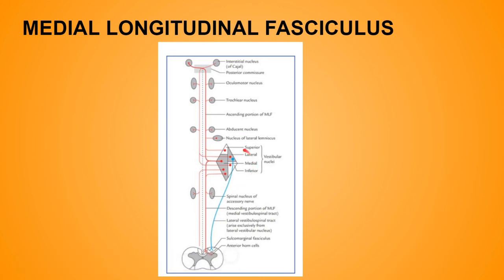The MLF consists of fibers arising mainly from the vestibular nuclei, and the fibers of the MLF interconnect the nuclei of the 3rd, 4th, 5th, 6th cranial nerves and the spinal nuclei of the accessory nerve. The 3rd is the oculomotor, 4th is the trochlear, 5th is the trigeminal and 6th is the abducent, and also the spinal nuclei of the accessory nerve. The chief function of the MLF is to coordinate the movement of the eye, head and neck in response to stimulation of the vestibulocochlear nerve.